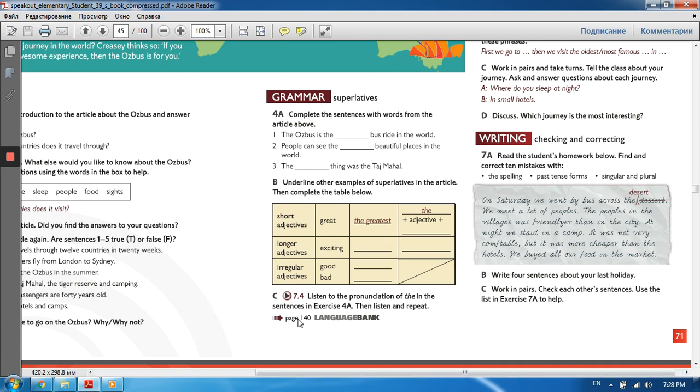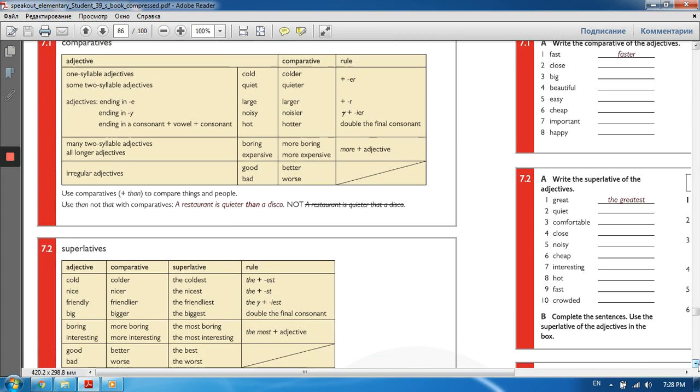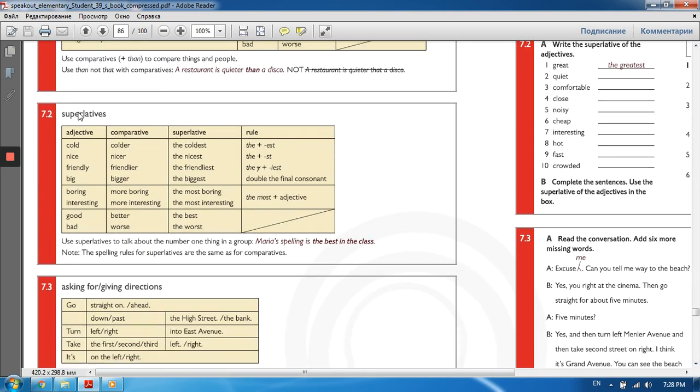So, you see here language bank. Let's look through the language bank. Our subunit is 7.2, superlatives. So I would like to explain to you the degrees of adjectives here. We have got 3 degrees of adjectives: positive degree, comparative degree, and the superlative degree. We have got here short adjectives, longer adjectives, and irregular adjectives.